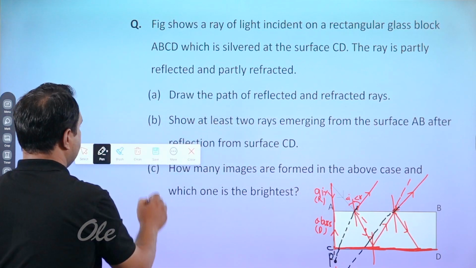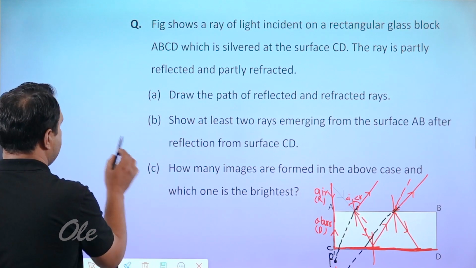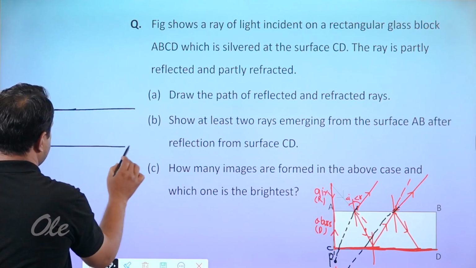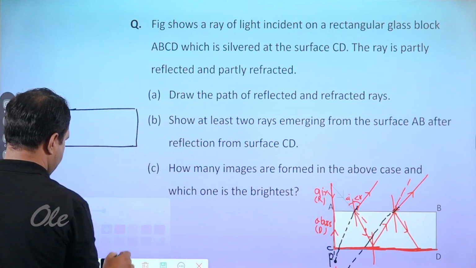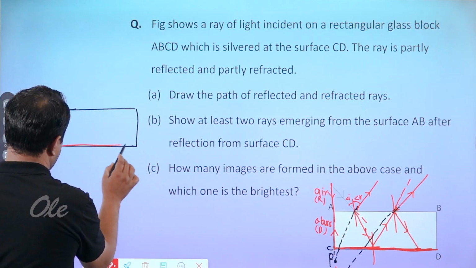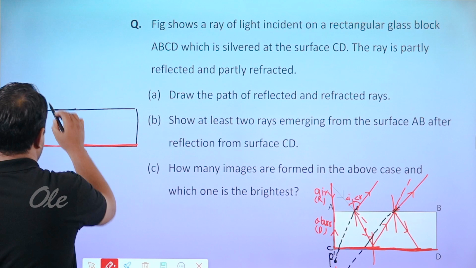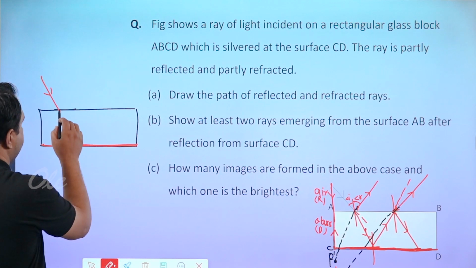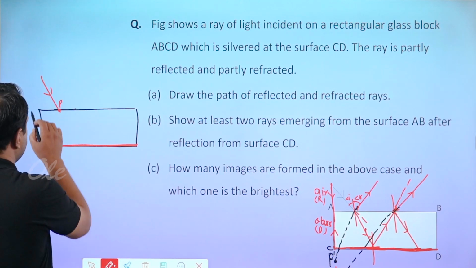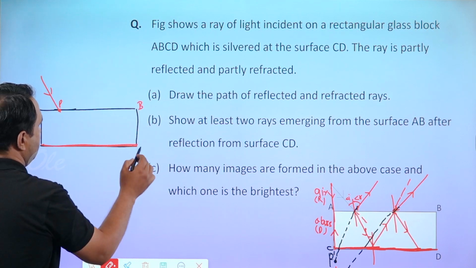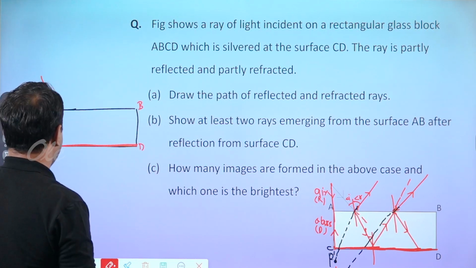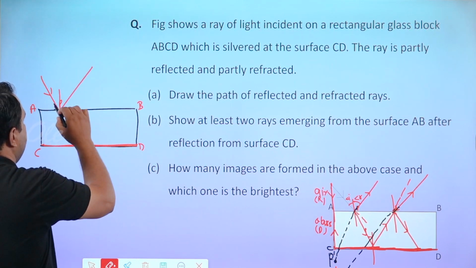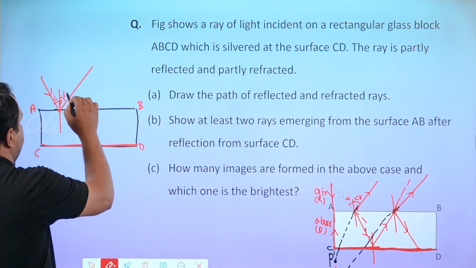We can draw it somewhere here. Let's see. To make it more clear, we can draw it here, as it is silver coated. This is the light ray which is obliquely incident on this surface. Suppose that this point is P. Let it be A, B, C, D. Now, as I said, some part of the light ray will reflect on the same angle. This is the angle of incidence and this is the angle of reflection.